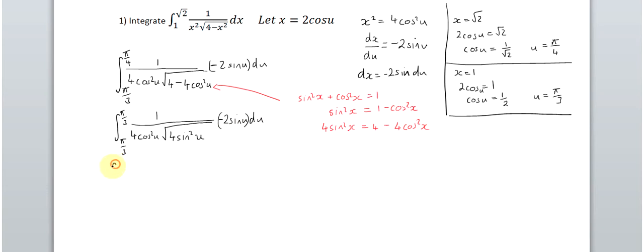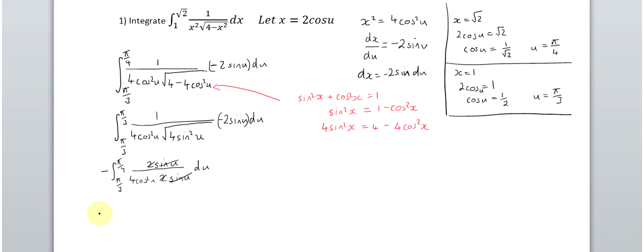Right. Okay, next step. My integral sign seems to be diminishing each time, pi by 4. Okay, I'm going to bring the minus sign out the front. I'm going to stick the 2 on the top. I've got my 4 cos squared u. Now if you square this, the square root of the 4 is going to give us 2. Square root of the sine squared is going to give us sine. And I've got my sine u there. And you can see that that's going to go, and that's going to go, leaving us with a 1 on top.